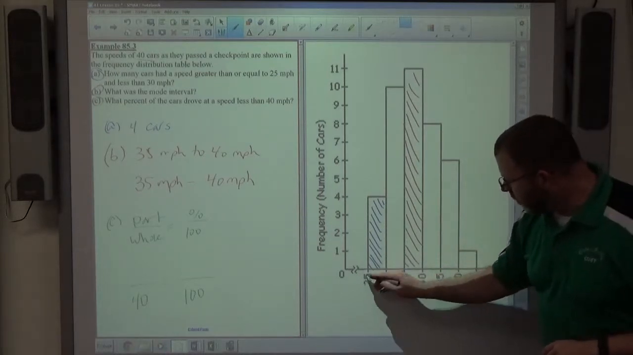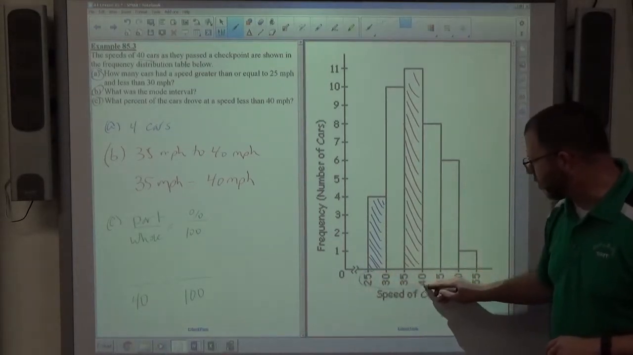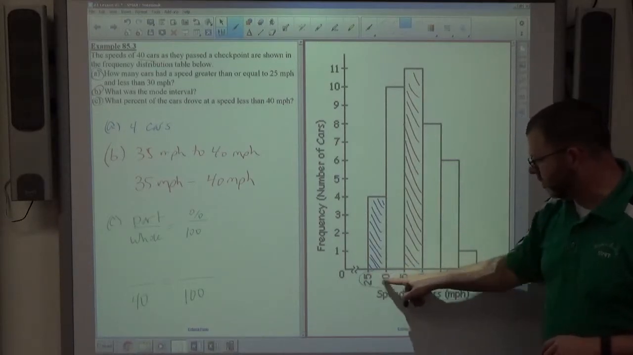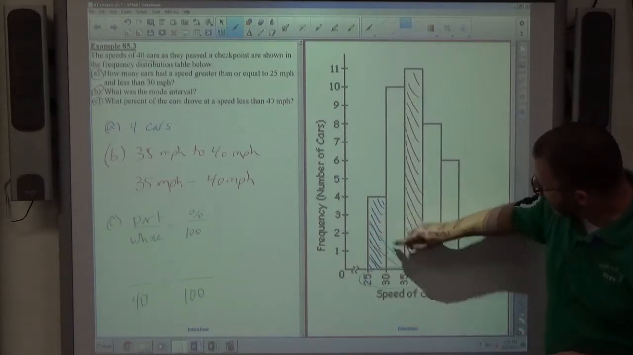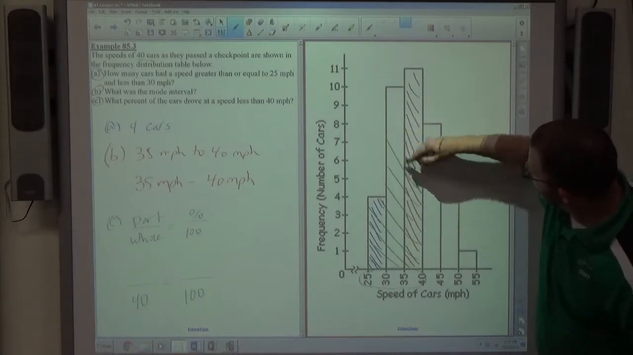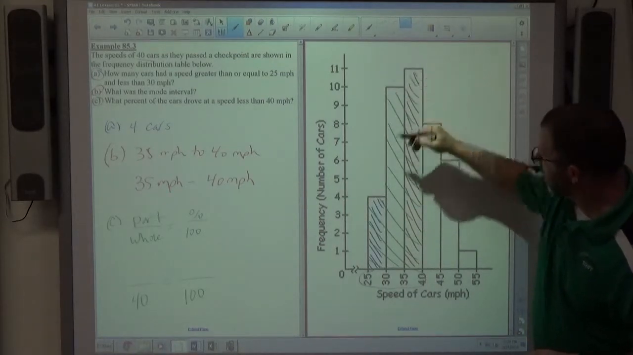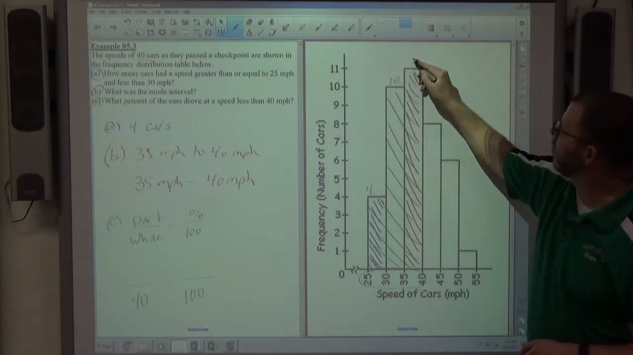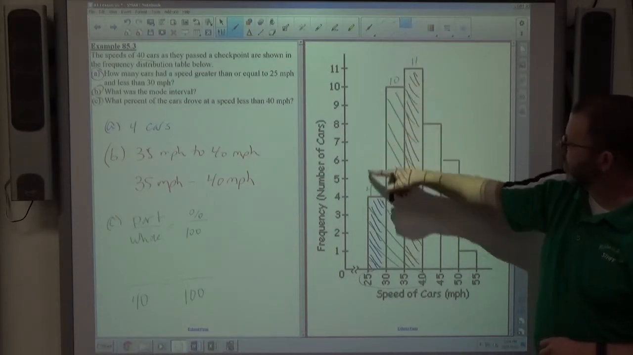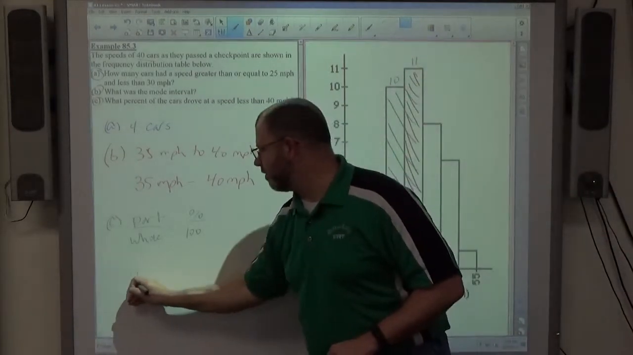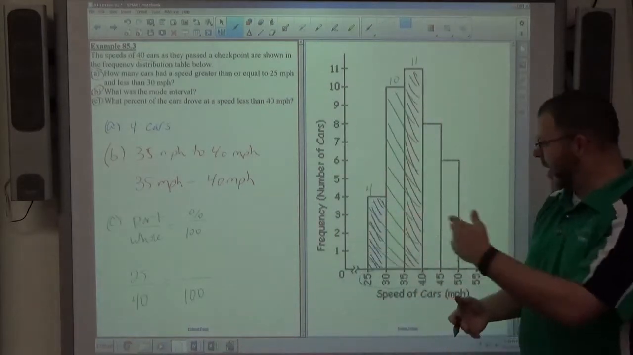Very good. So it says less than 40 miles an hour, so that means that what we're looking at is all 3 of these bars. And there's 4 in this one, there's 10 in this one, there's 11 in this one. 11 plus 10 is 21, plus 4 is 25. So 25 cars went at a speed of less than 40 miles an hour.